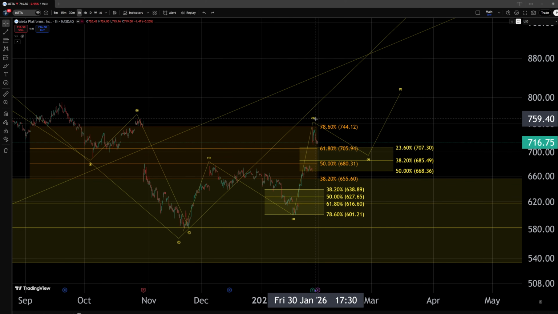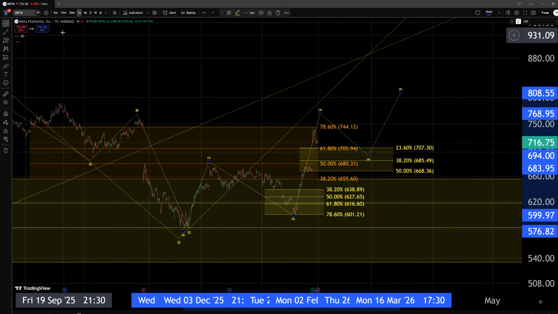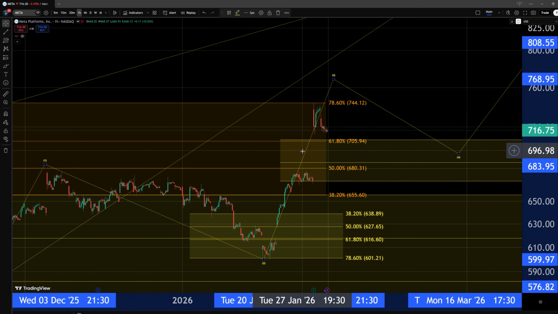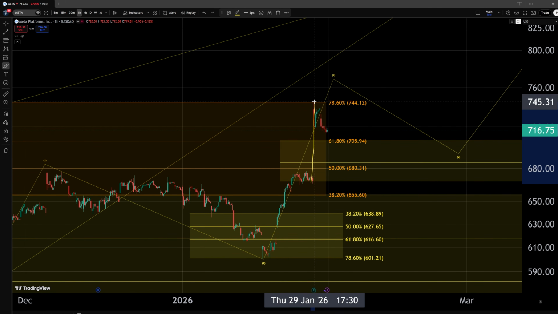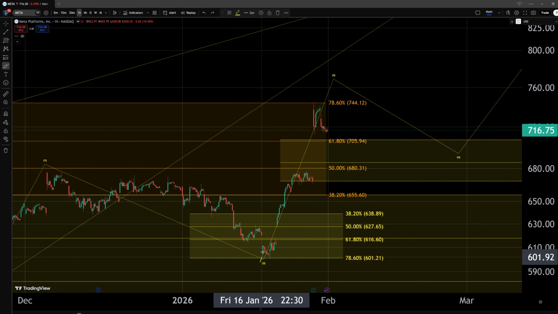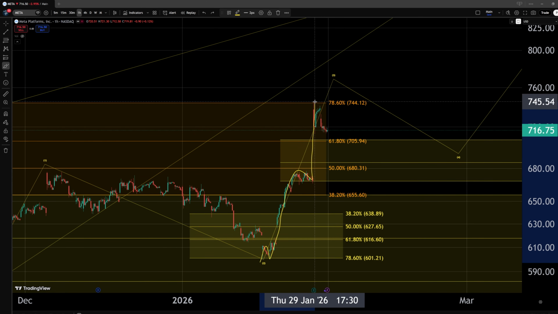Now, as I was mentioning, it is possible for this third wave to extend, especially based on the strength with which we have formed this push within this supposed fifth wave. Yeah, we have here a 1, 2, 3, fourth, and a fifth. It doesn't need to be like that.